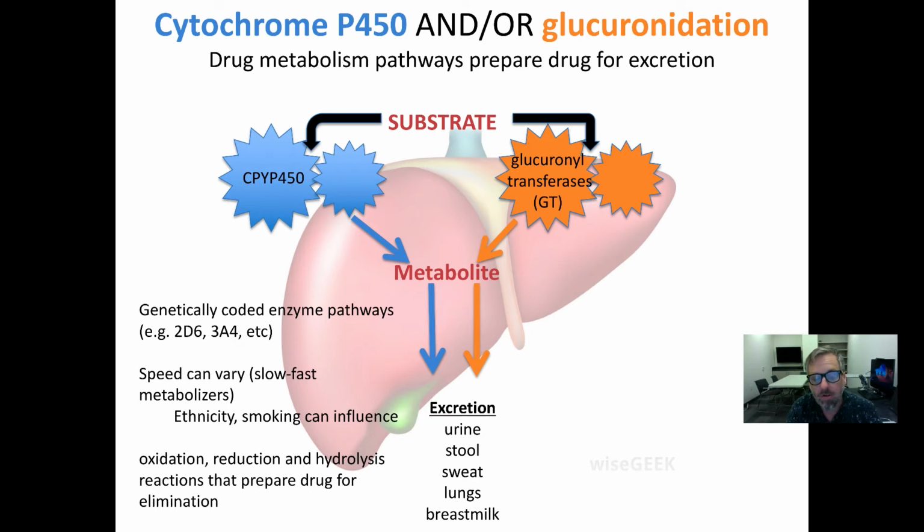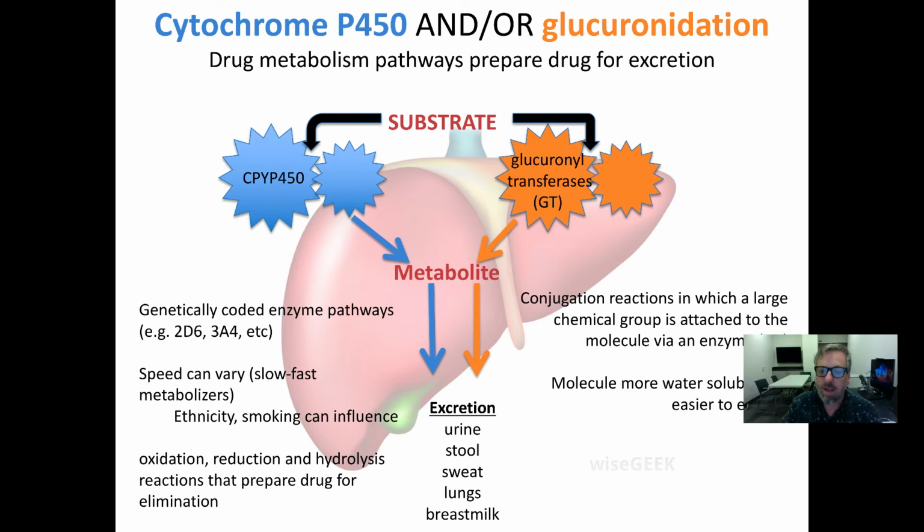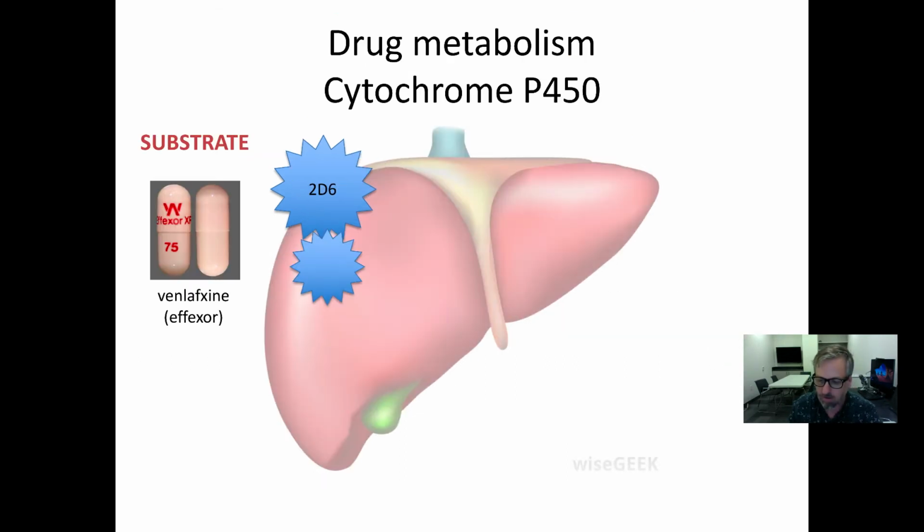But somebody who's a very slow metabolizer is going to end up with the drug building up in their system, and they're going to end up with a lot of side effects, more so than somebody who's a normal metabolizer. The glucuronosyl transferases are these conjugation reactions where an enzyme, the glucuronosyl transferase, attaches a group that will make these molecules more water soluble and easy to excrete.